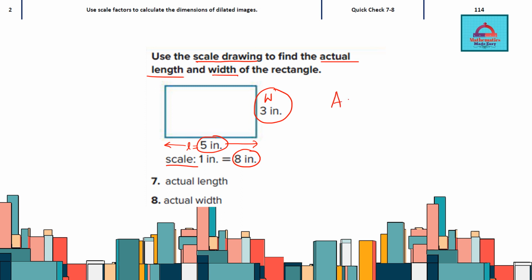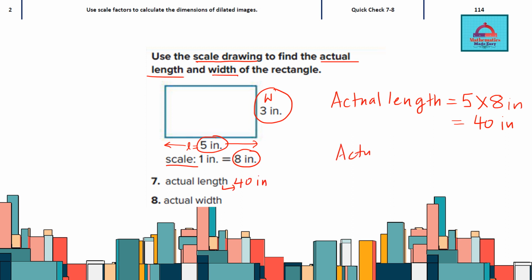So let's calculate the actual length. For the actual length, 5 inches is given to you already, but then 1 inch is equal to 8. So can I say the total will be 8 multiplied with 5? And again, the unit is going to be inches. So 40 inches is the actual length. Let's put in the answers here.